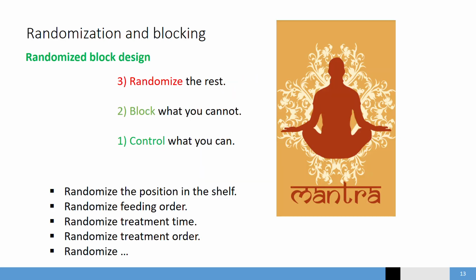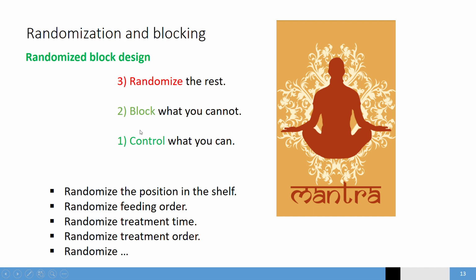Okay, so in general, the mantra that you should have in your mind is: control what you can. What you can control is this randomization between control and treatment. Block what you cannot. You cannot change the sex of an animal, but you can block the sex, so that you make a homogeneous group, and then within that group you randomize to the control and treatment. And randomize the rest. So control what you can, block what you cannot, and randomize the rest.